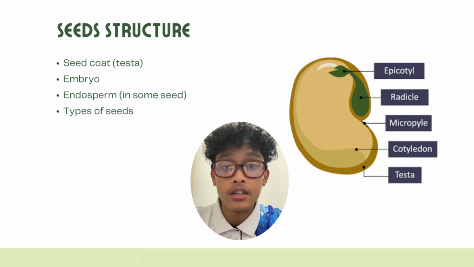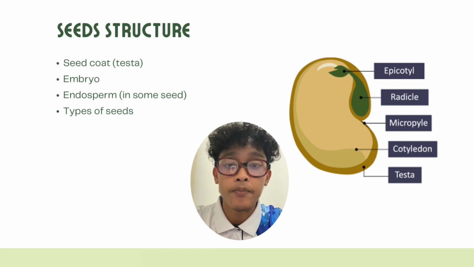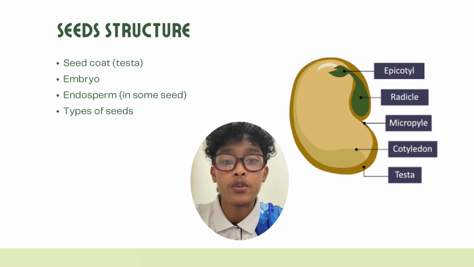The second part is the embryo. This is the baby plant that will grow into a new plant. It has three key parts. The first part is the radicle. It is the part that will become the root. The next part is the plumule, the part that becomes the shoot, stem, and leaves. And then there is the cotyledon, also called seed leaves. They store food or help absorb nutrients for the growing embryo.